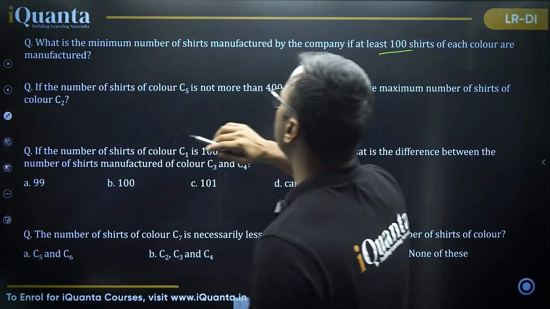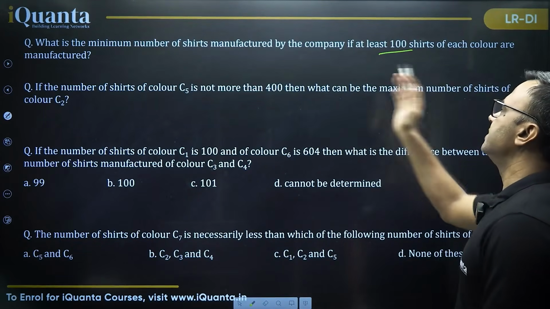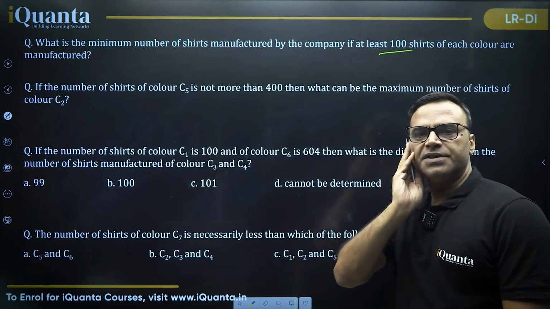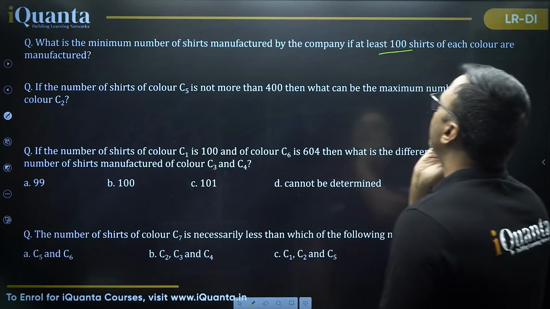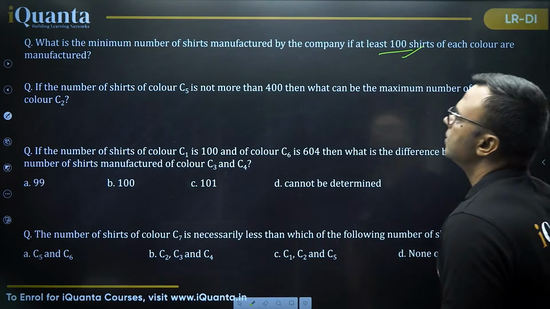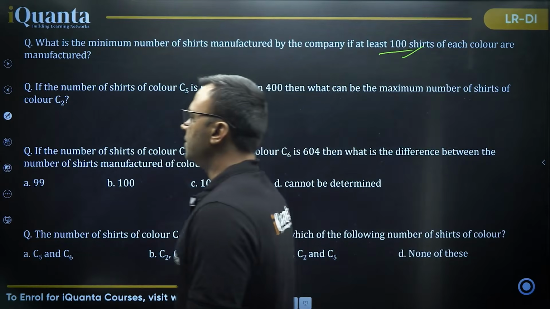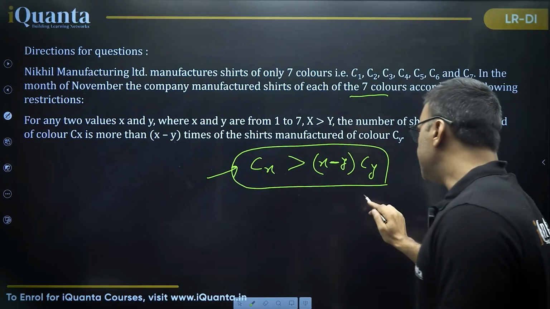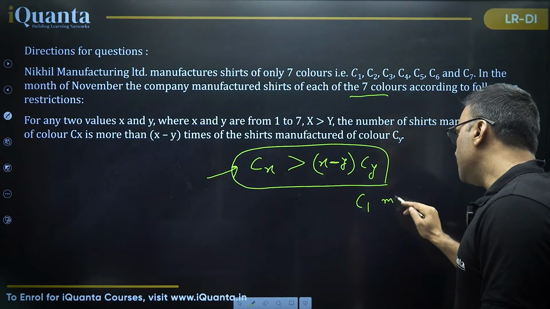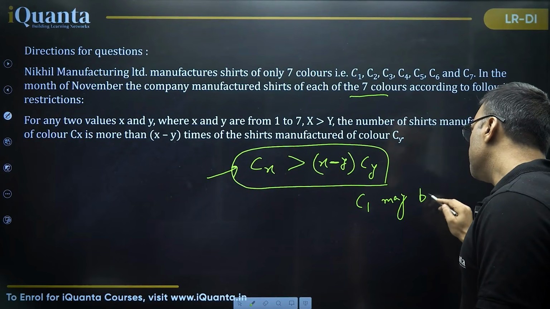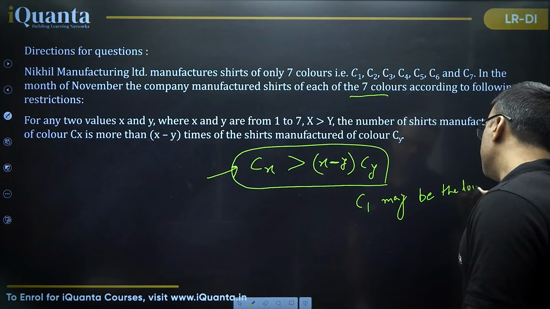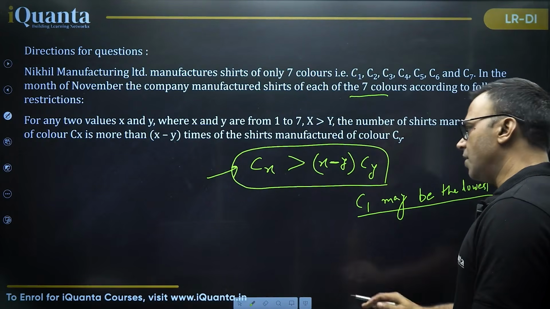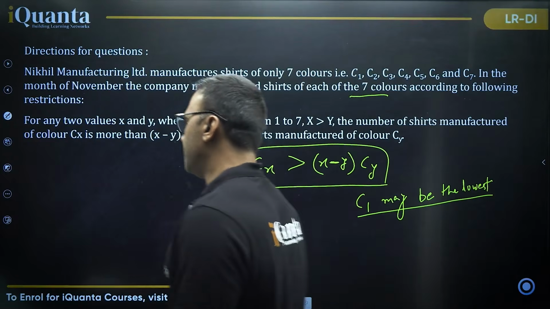What is the minimum number of shirts manufactured by the company? So we have to find the sum of all those numbers C1, C2, C3, C4, C5, C6, C7, and at least 100 of each of them are manufactured. Now just by reading this information, it is very clear that C1 may be the lowest. That should be visible from the English language part. If it is not, don't worry about it. We'll take cases and try to understand.